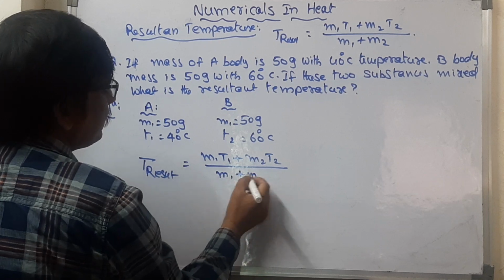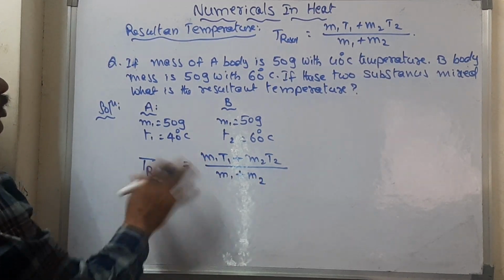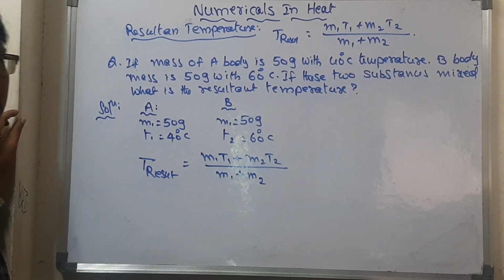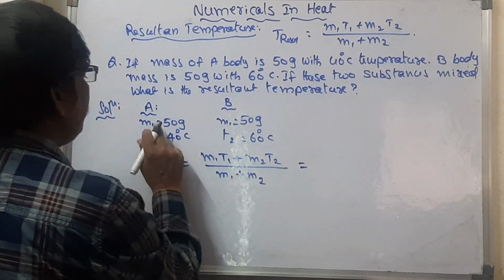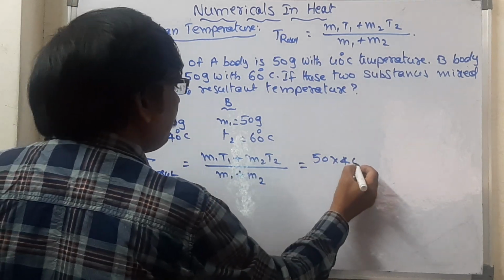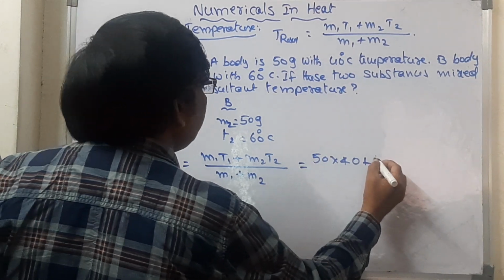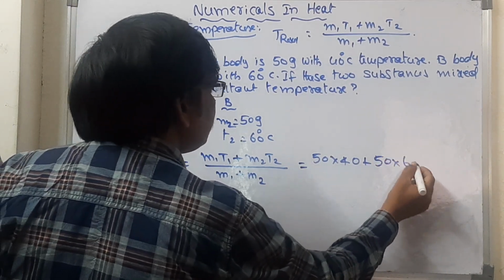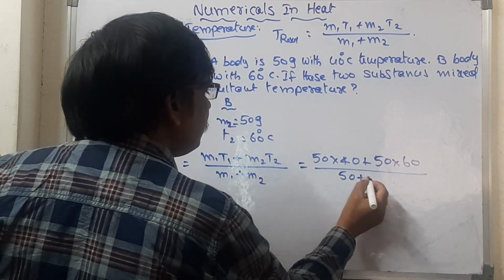You may have a doubt. Sir, you are writing small t here and capital T there. No matter. If both are at the same temperature, we can use the same. If they are at different temperatures, we can write it accordingly. Okay, wait. And here M1 is 50 into T1 40, plus M2 is 50 into 60, by M1 plus M2, 50 plus 50.